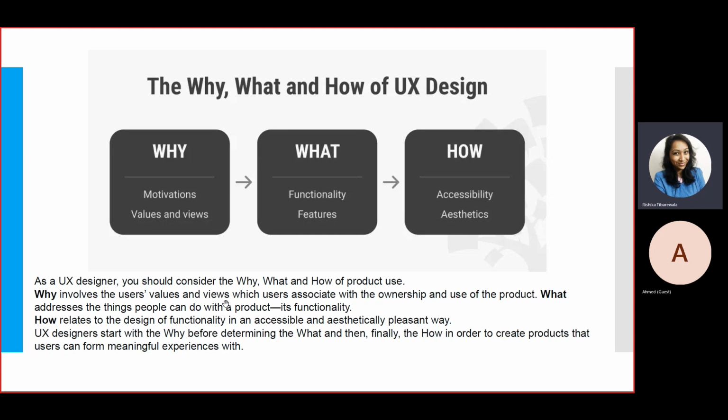Why involves the user's values and views, which users associate with the ownership of the use of the product. What addresses the things people can do with the product, its functionality. How relates to the design of functionalities in an accessible and aesthetically pleasing way, pleasant way, basically. So a UX designer starts with the why before determining the what, and then finally the how, in order to create products that users can form meaningful experiences with. So these are the three steps that we take when we are following the UX design.